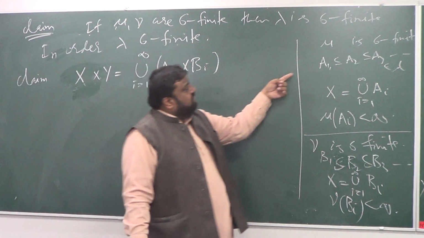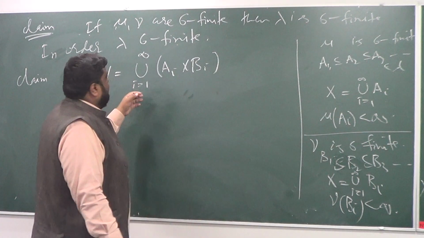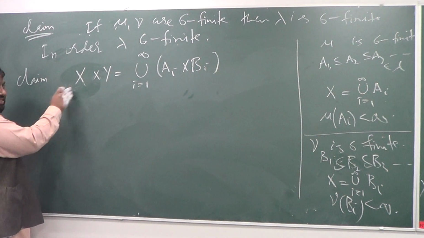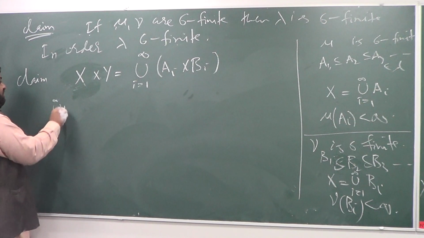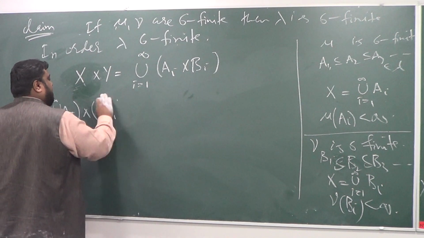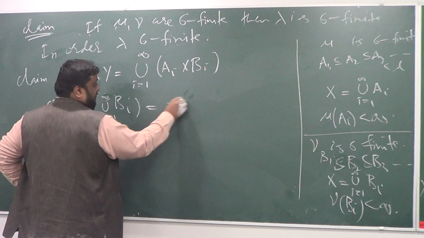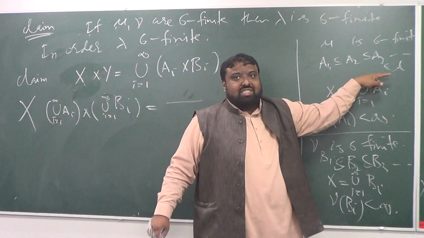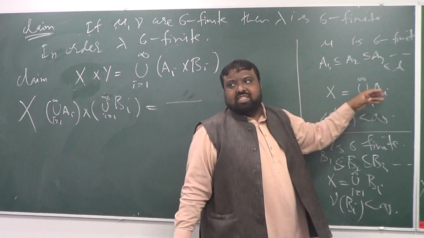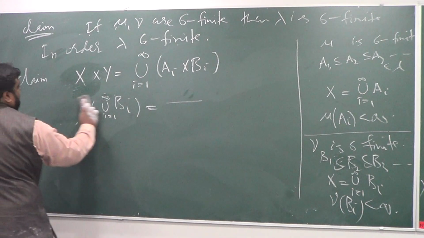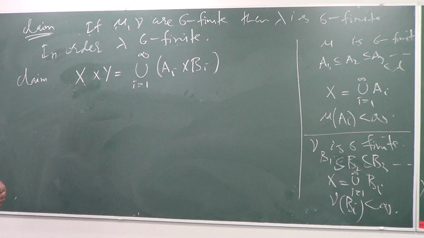What this essentially means is that the union over i of Ai cross the union over i of Bi is equal to this. This is not true in general. This is true only because of the increasingness. If you have increasingness, then you can have the equality. Think about it. So how can I show this?